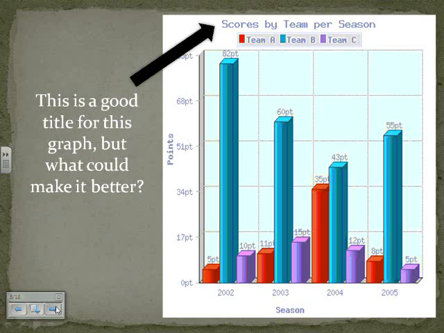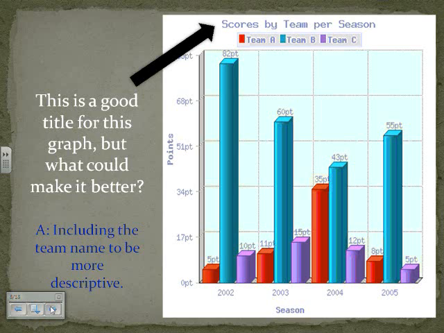Is that really enough for us? Right? Or are we looking for more? Including the team name might make it more descriptive. So, scores by 3 different basketball teams, all right? What sport are we looking at, all right? Scores by basketball teams over 4 seasons. You need to include some descriptions here.